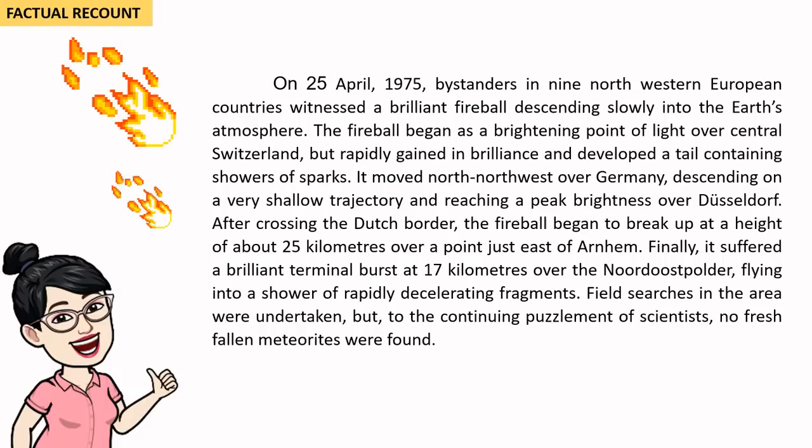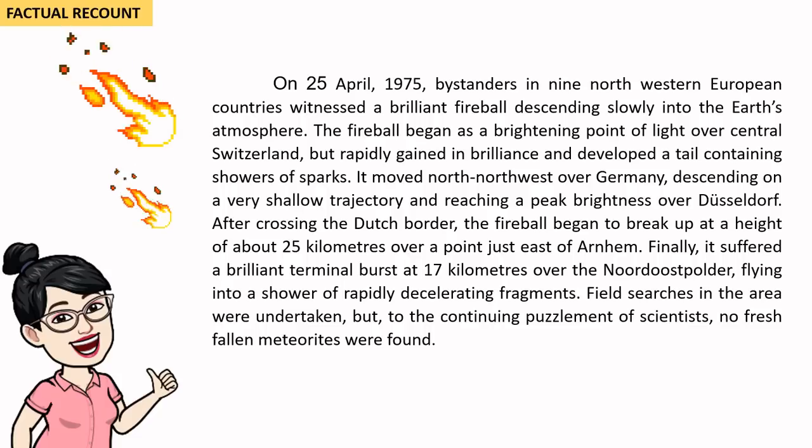Now, this is an example of a factual recount. On the 25th of April 1975, bystanders in 9 northwestern European countries witnessed a brilliant fireball descending slowly into the Earth's atmosphere. The fireball began as a brightening point of light over central Switzerland, but rapidly gained in brilliance and developed a tail containing showers of sparks. It moved north-northwest over Germany, descending on a very shallow trajectory and reaching a peak brightness over Dusseldorf.